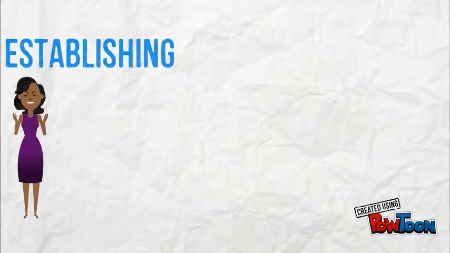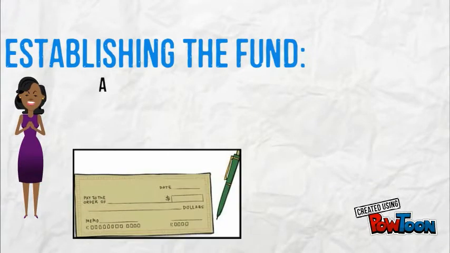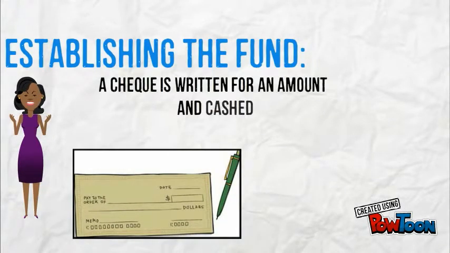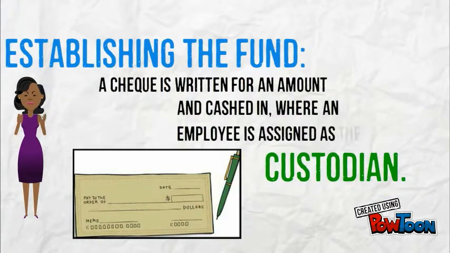Let's look at the first activity, establishing the fund. Establishing a fund is where a check is written out for an amount and cashed in, where an employee is assigned as the custodian.